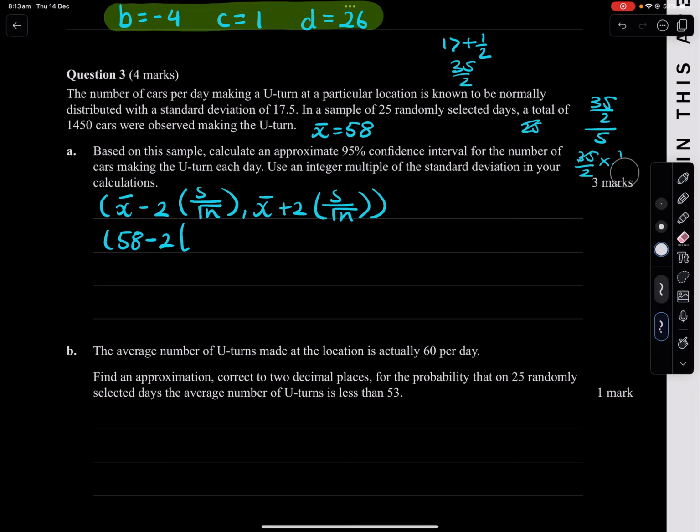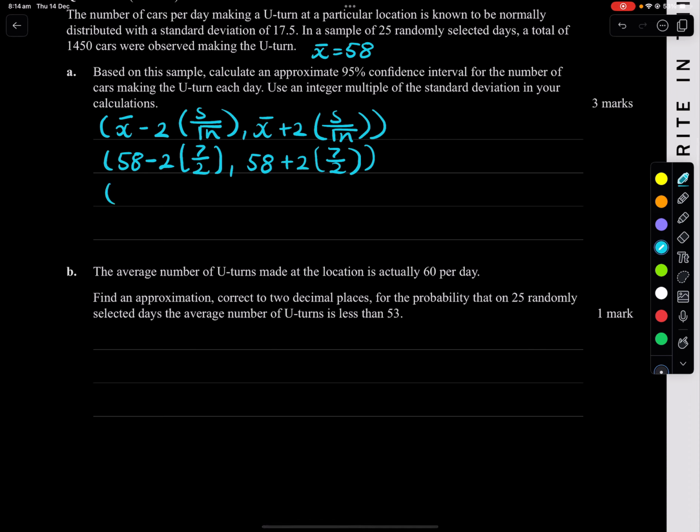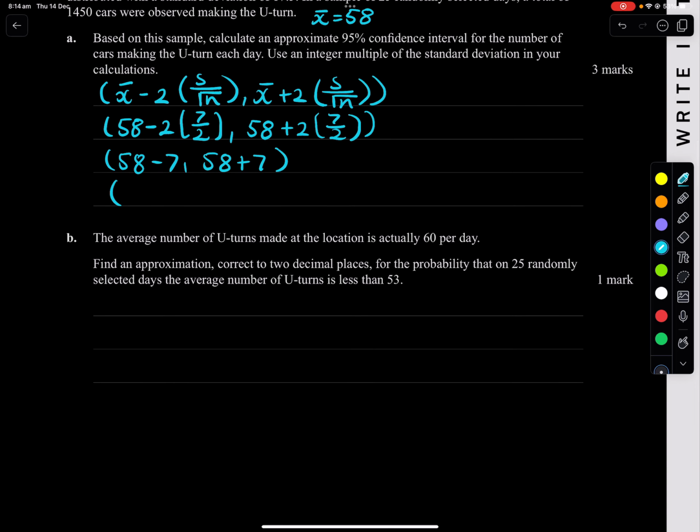So it's overall 7 over 2. We can just write here 7 over 2. Same thing for this one. So we have 58 plus 2, 7 over 2. Those 2's cancel out, so it's just minus 7. 58 plus 7. Hence, your confidence interval is 51, 60, what is it?